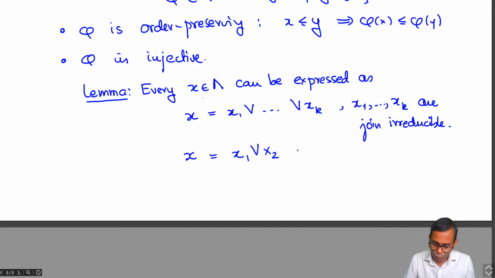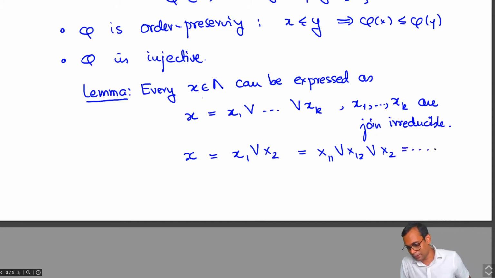If not, say x1 is not join irreducible, then you can write it as x11 join x12, so x is x11 join x12 join x2, where x11 is strictly less than x1, x12 is strictly less than x1, and of course x2 and x1 are strictly less than x. And you can carry on this process: each time you have a decomposition, if any of the elements in it is not join irreducible, you can further split it into the join of two elements that are strictly smaller than that element.